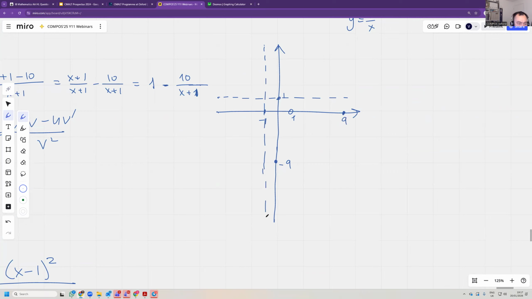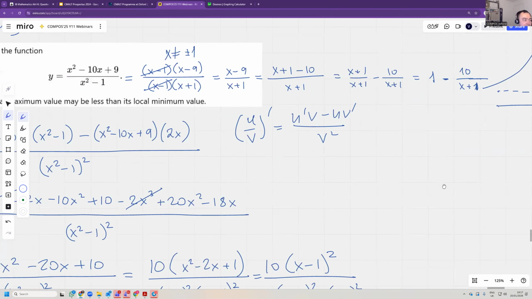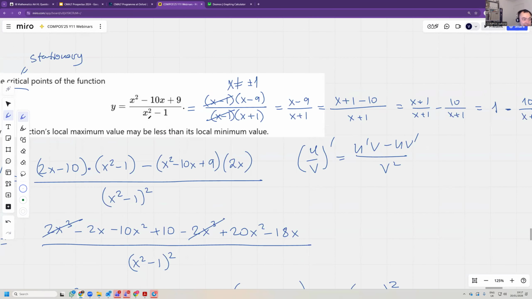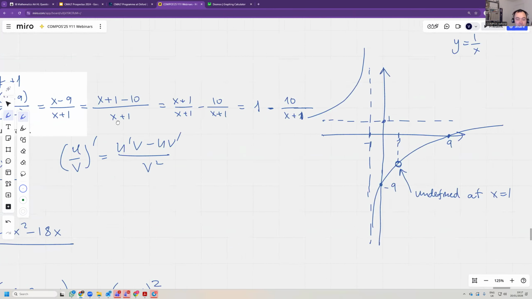So it looks like this. It goes all the way here, and then all the way here, except at point 1, the function has a hole. It is undefined at x equals 1. Why is it undefined? Because if you substitute x equals 1, you get division by 0. Division by 0 is not possible.